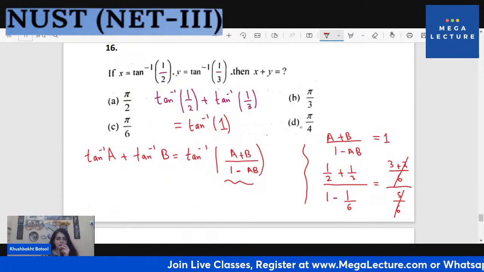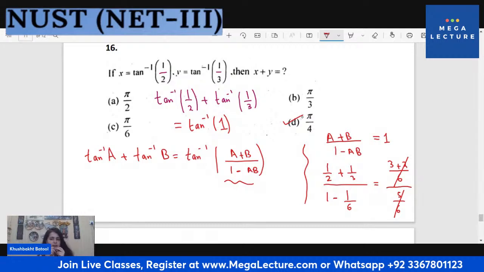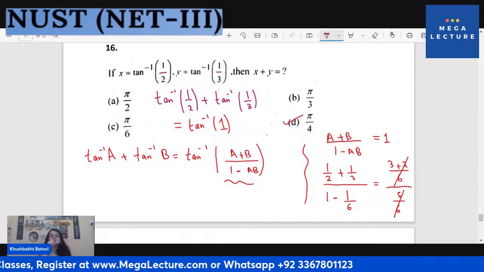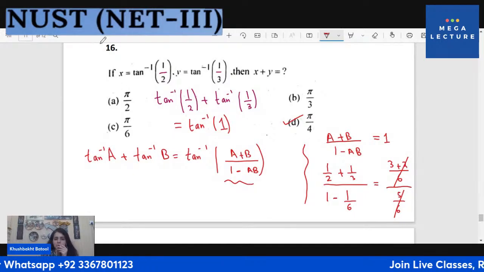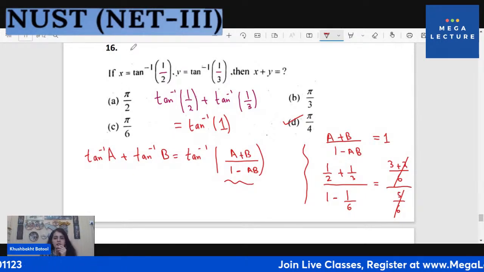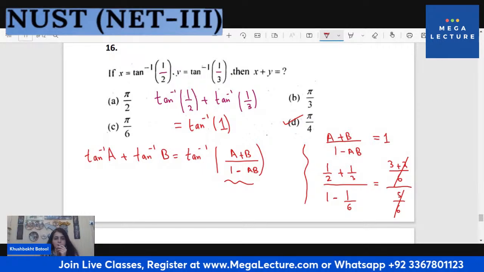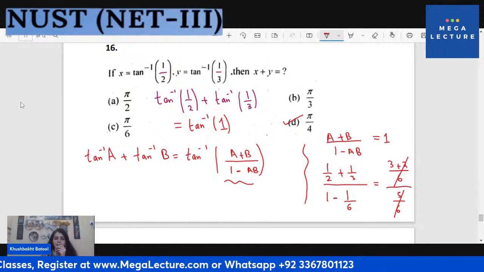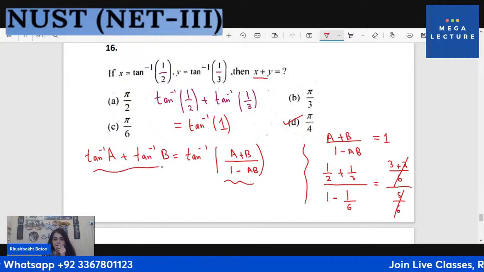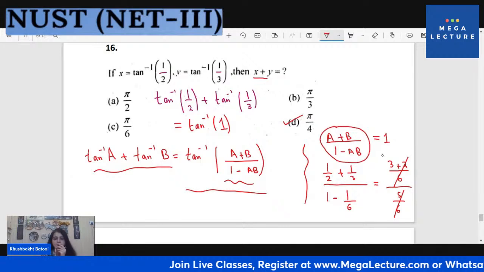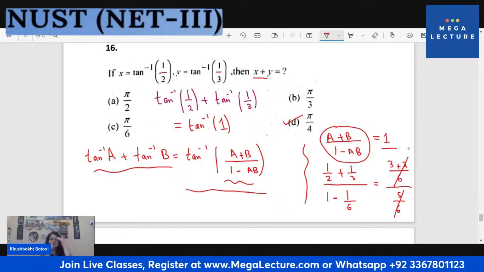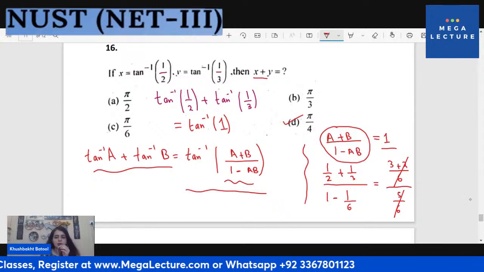So you need to choose pi by 4 or 45 degrees. All the values are in radians, so the answer is going to be D in this case. Okay, so you have to be careful while solving these questions. We need to think about these questions logically. Initially, I was not able to solve it because I did not know the value of tan inverse half and tan inverse 1 by 3, because those values would not be given in the table. And I could see that x plus y is basically this thing, which can be written this way. So upon finding out the value of A plus B by 1 minus AB, I got 1, and I know what would be the value of tan inverse 1. So the answer is going to be D in this case.